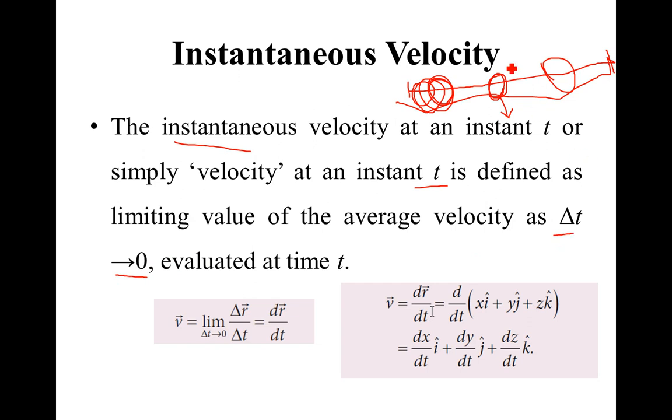That is, at this particular time I'm going to take only one particular time, and the change in time value is almost equal to 0. So it is change in time tends to 0. When you have the term change in time tends to 0, limit del t tends to 0, then that is called the instantaneous value for any term.